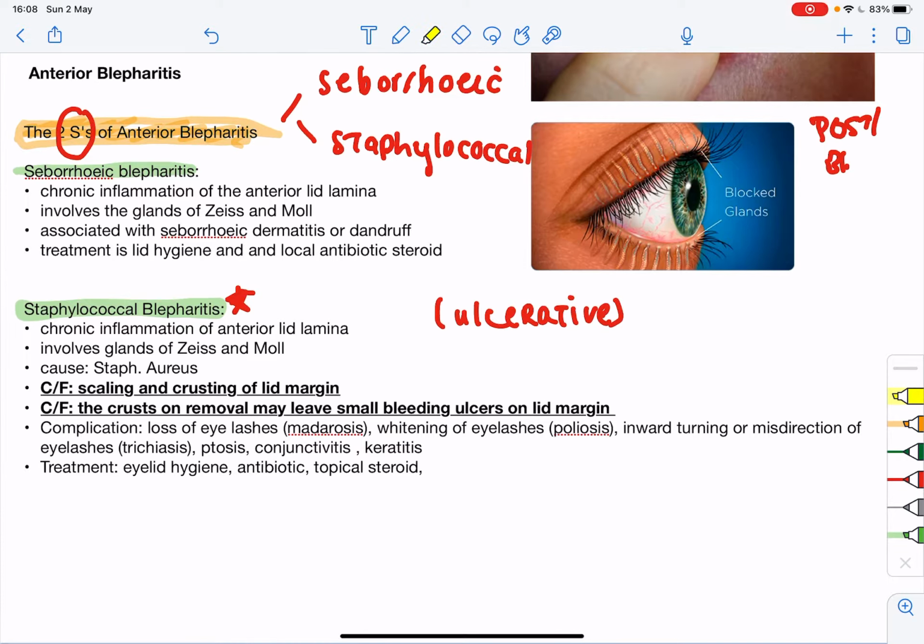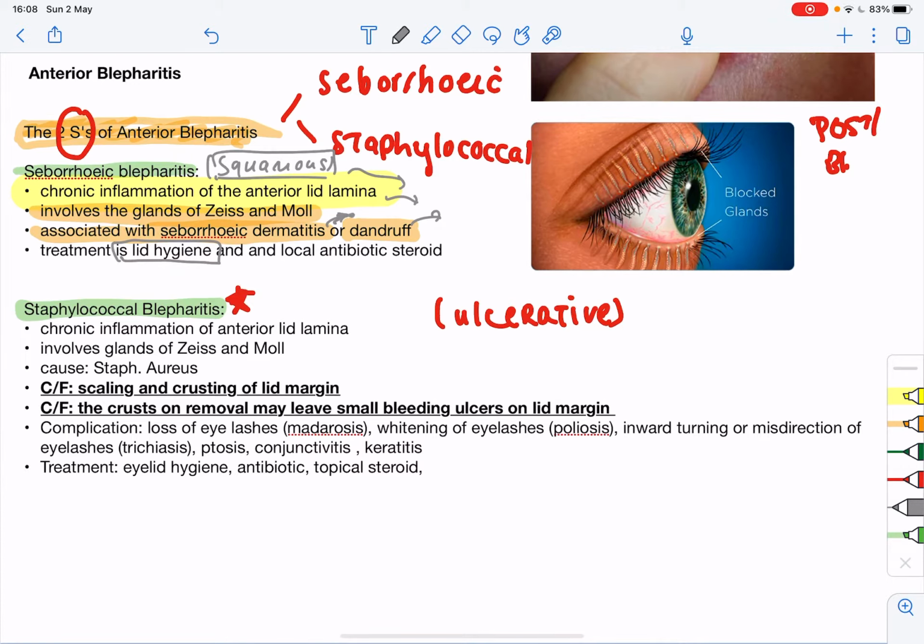So the seborrheic type is a chronic inflammation of the anterior lid lamina. It involves the glands of Zeiss and Moll. Remember, we talked about the glands of Zeiss and Moll. They were the other glands that are present there to secrete sebum and those kinds of things. Now, the seborrheic one is associated with seborrheic dermatitis or dandruff. So remember, this one is also known as squamous. And squamous is skin, and whenever you have skin flakes coming off, that's known as dandruff, or dermatitis is one step ahead of that.